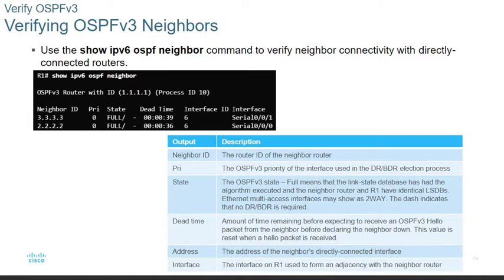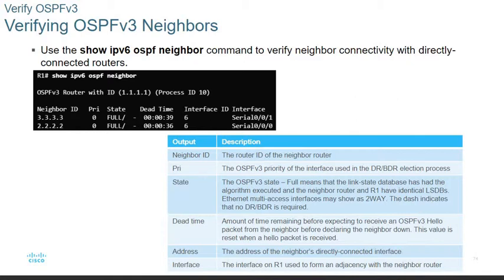Verify OSPFv3. Verifying OSPFv3 neighbors. Use the show ipv6 ospf neighbor command to verify neighbor connectivity with directly connected routers. Output description: Neighbor ID is the router ID of the neighbor router. Pri is the OSPFv3 priority of the interface used in the DR/BDR election process. State is the OSPFv3 state. Full means that the link state database has had the algorithm executed and the neighbor router and R1 have identical LSDBs.